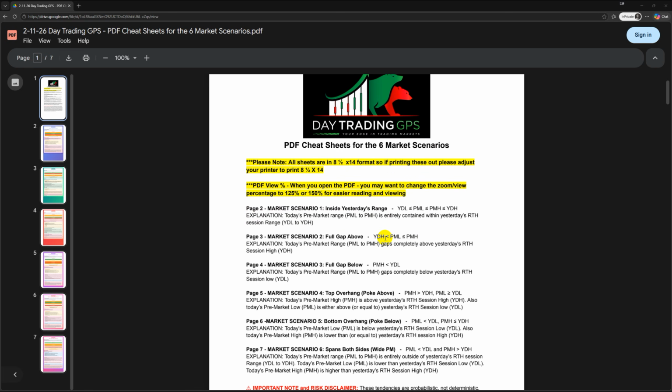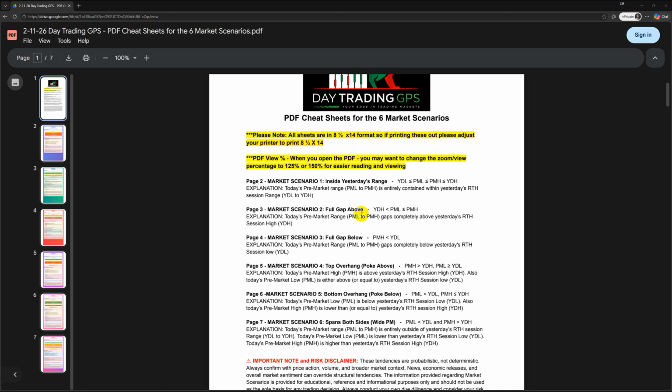So it starts off here with a summary of each one. Market scenario 1, inside yesterday's range. Market scenario 2, full gap above. Market scenario 3, full gap below. So keep in mind that these are full gap above and full gap below.